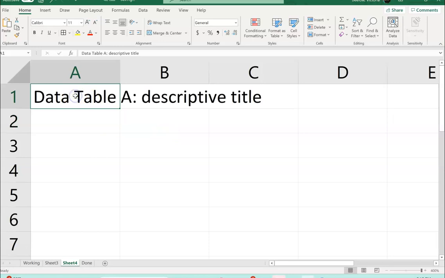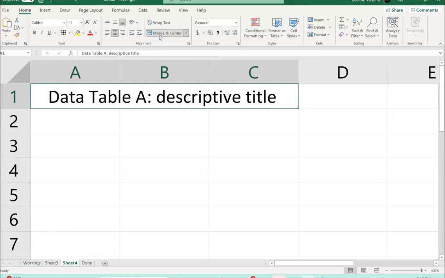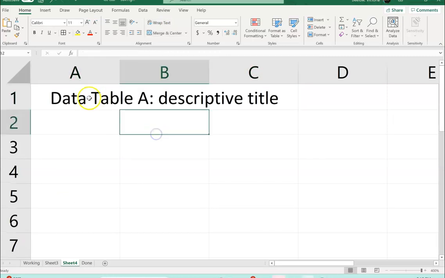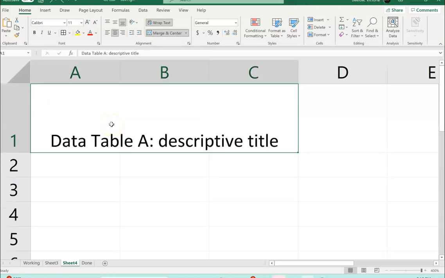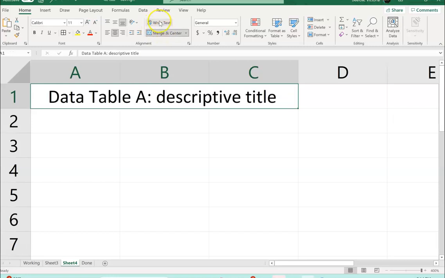Next, because I forgot about this part in my other class, highlight these 3 cells, 1A, 1B, 1C. You're going to click on the following: Merge and center, and wrap text. Starting in Excel. So, I typed Data Table A here. I highlighted these 3. Merge and center.